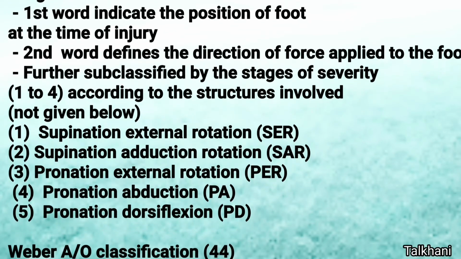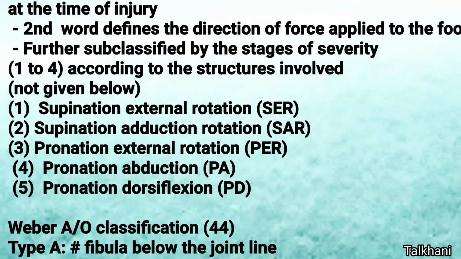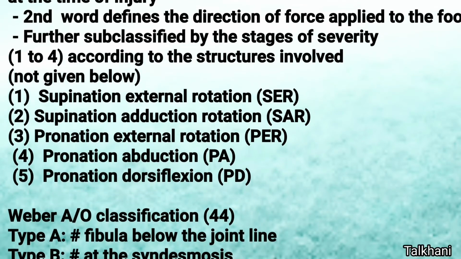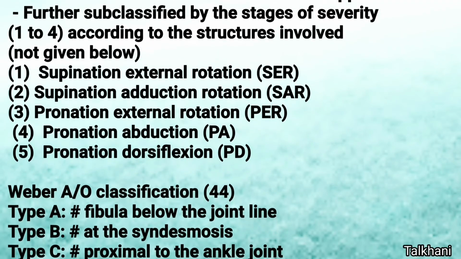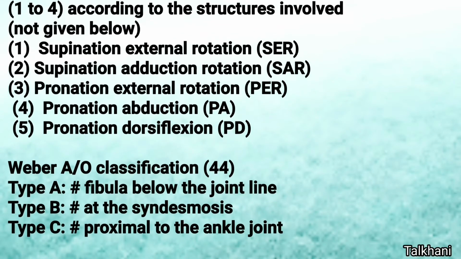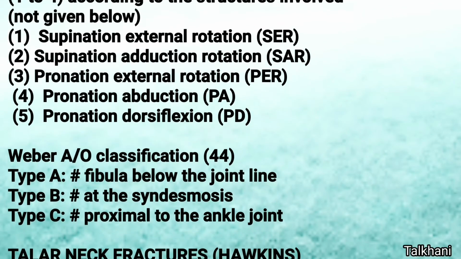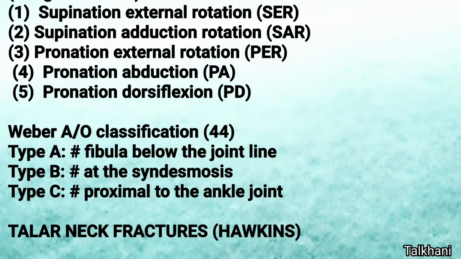Main groups of Lauge-Hansen classification are: number 1, supination external rotation. Number 2, supination adduction. Number 3, pronation external rotation. Number 4, pronation abduction. Number 5, pronation dorsiflexion.